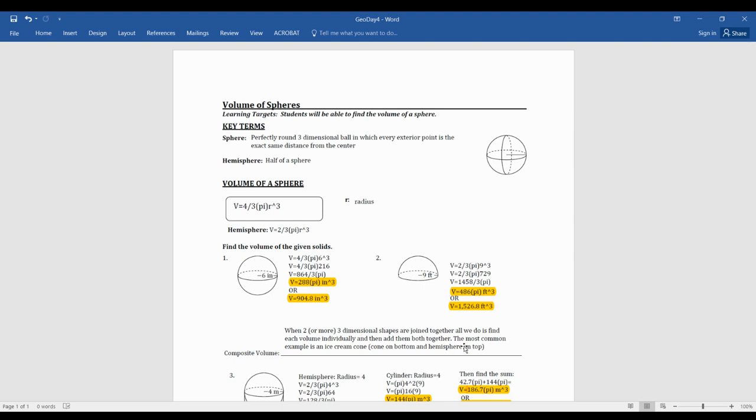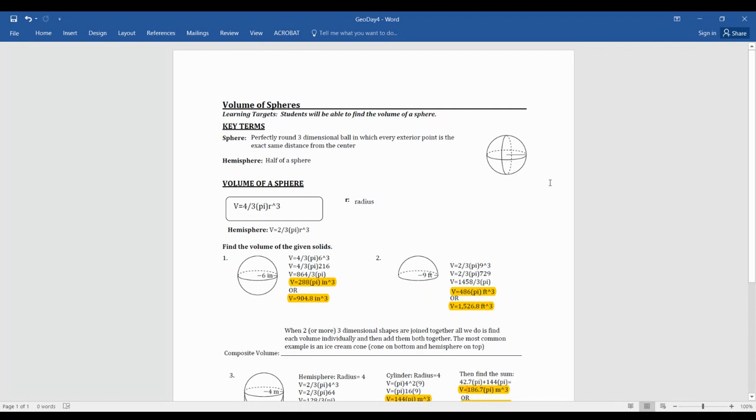This is day 4 of geometry. There's a couple of new concepts being added. That is for a sphere, which is just like any round ball that you would see. It's perfectly round, three-dimensional, in which every exterior point is exactly the same distance from the center. So it's a perfect circle.